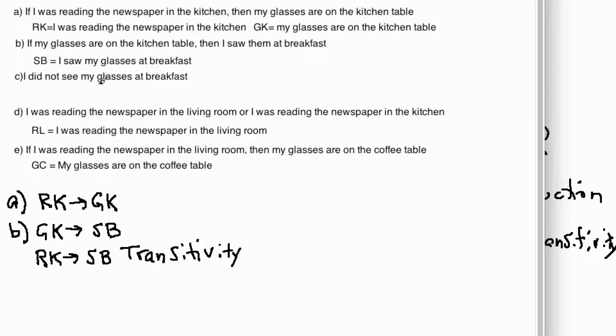Okay? Now I come over here. I did not see my glasses at breakfast. So I come over here and I say, see? And I did not see my glasses at breakfast, so that would be not SB. And now I want you to notice something. We have that RK implies SB, and we have not SB. I can come over here and I can conclude not RK. Okay, and why is that? That's modus tollens.